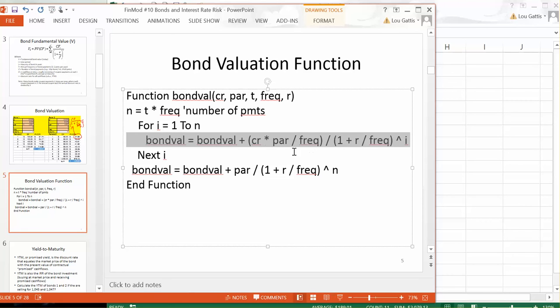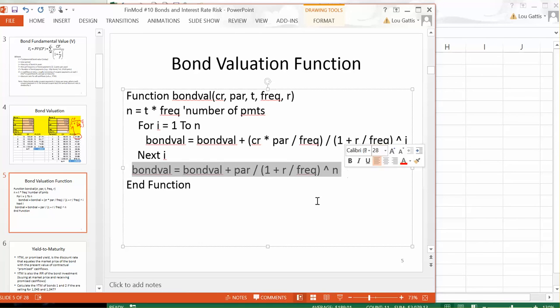That would be the periodic coupon payment divided by 1 plus the periodic discount rate. So this section here, this loop, is going to calculate the present value of all coupon payments. And since it has bondval equals bondval plus, it's going to add up the present value of all coupon payments and sum them up. Then the last step is to take the present value of the par.